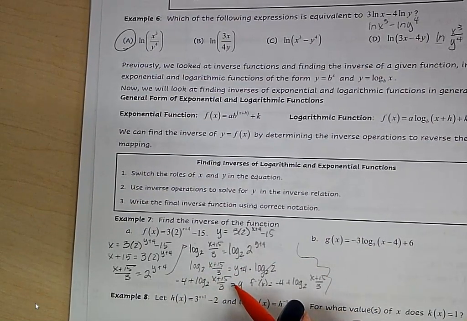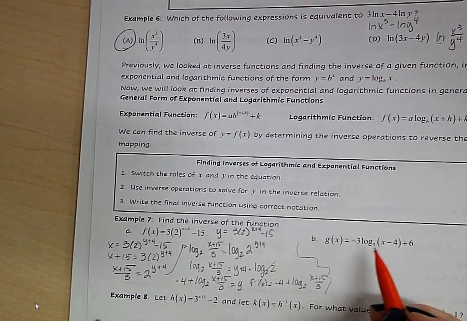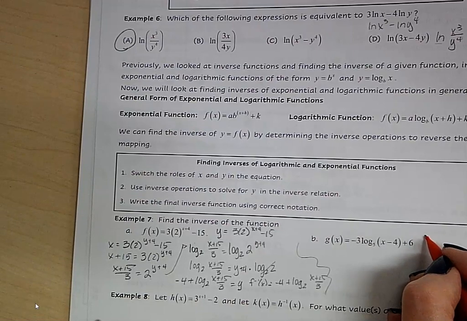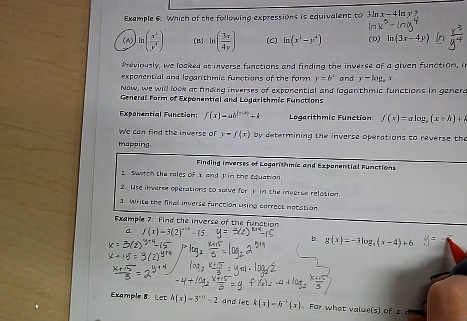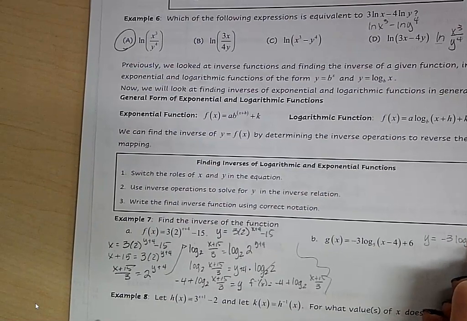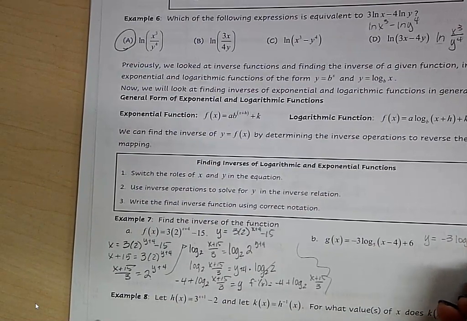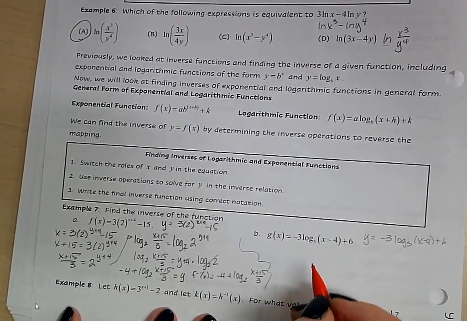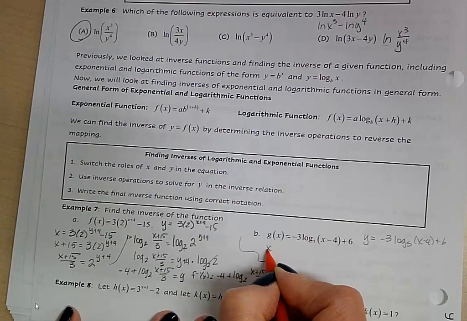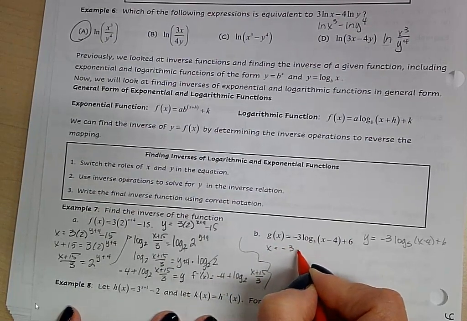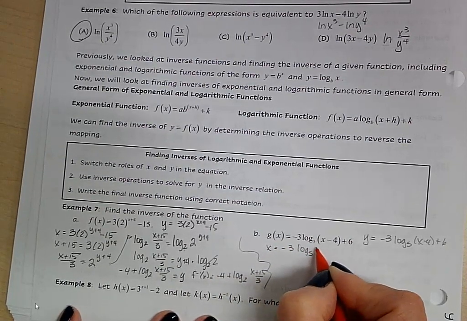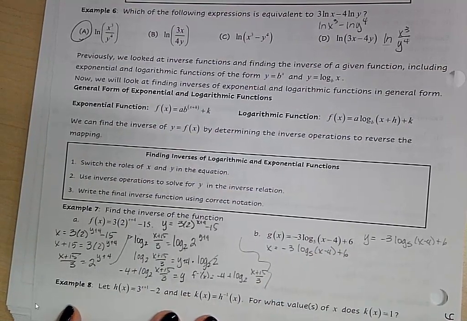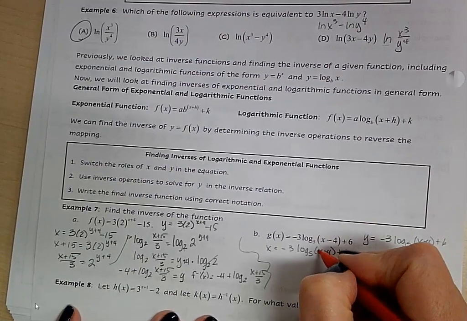We wound up logging both sides. Here, I'm going to work through this also. I'm going to take g of x into y, so y equals negative 3 log base 5 of x minus 4 plus 6. Oops, sorry, I'm off the screen. Switch my x's and y's. And again, I'm going to, oops, didn't change my x to my y.